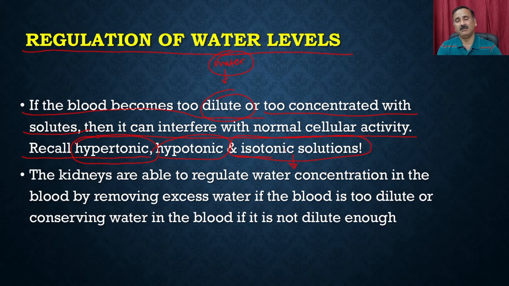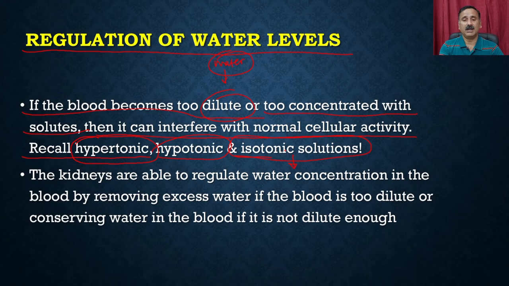But that is not always possible, because whenever you take food, a large quantity of nutrients as well as water is going to be absorbed, right? So at that particular moment, the blood could be hypotonic. In that case, some amount of salt or other things has to be retained so that it goes back to the isotonic condition. And that is the major function of the kidney: to maintain the proper balance of salts, water, and different types of waste within the body.